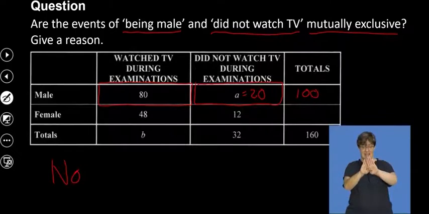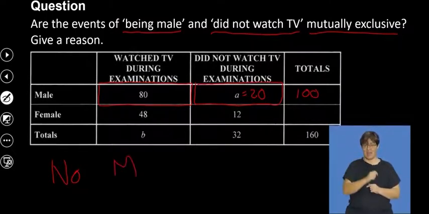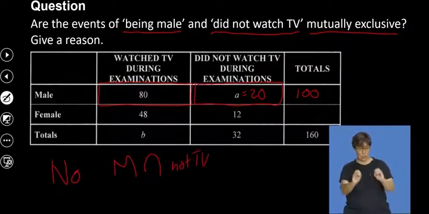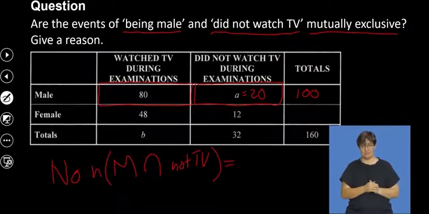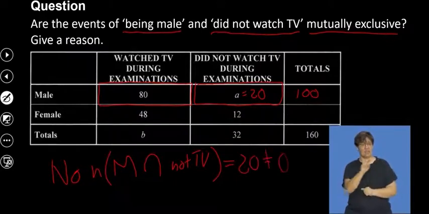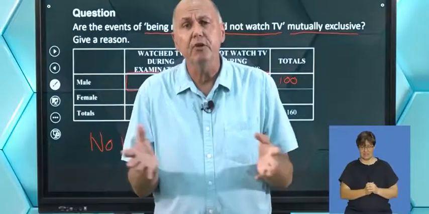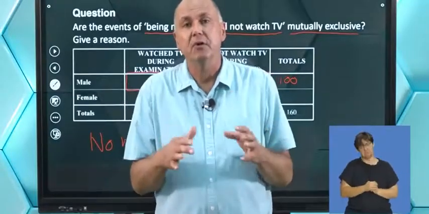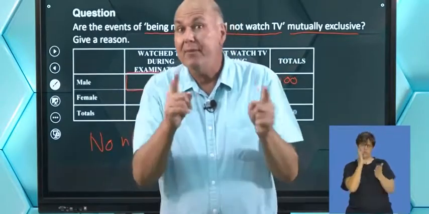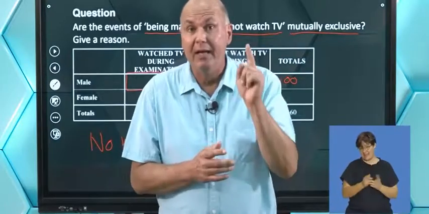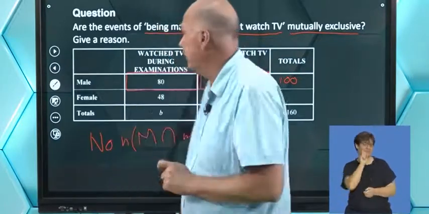Because what we can say, the intersection of maleness and not TV, the number in that intersection is equal to 20, and therefore it's not equal to 0. If they were mutually exclusive, those two sets would not intersect. If you're looking at this, you might say to yourself, well, maybe it could be a way of drawing a Venn diagram to be absolutely certain. And maybe that will be helpful in solving the next problem. But let's have a look and see where we're at.